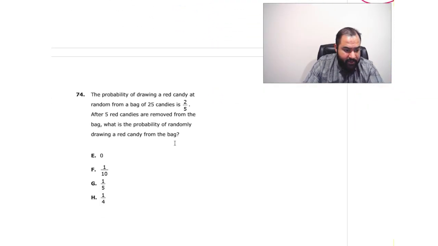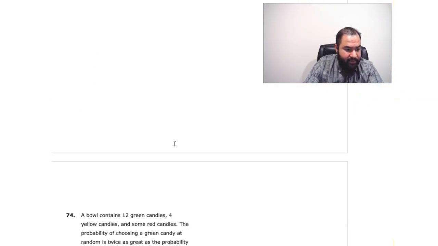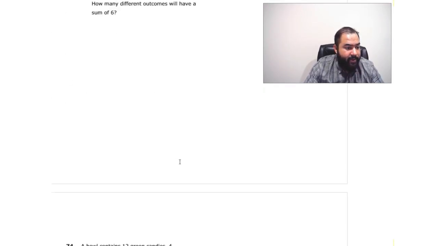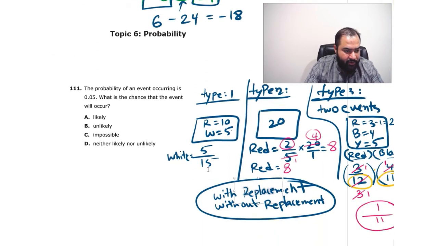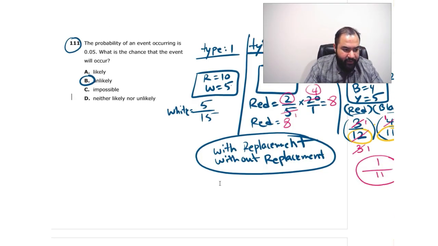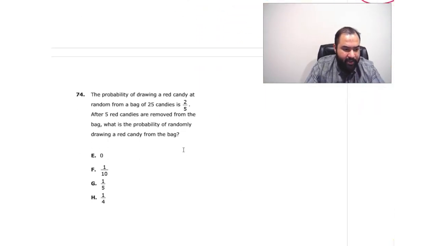We're going to practice them more. Okay, let's go in order. Let's do question 111. The probability of an event occurring is 0.05. What is the chance that the event will occur? 0.05 is 5%, which is very unlikely. Very small. Not impossible, unlikely.